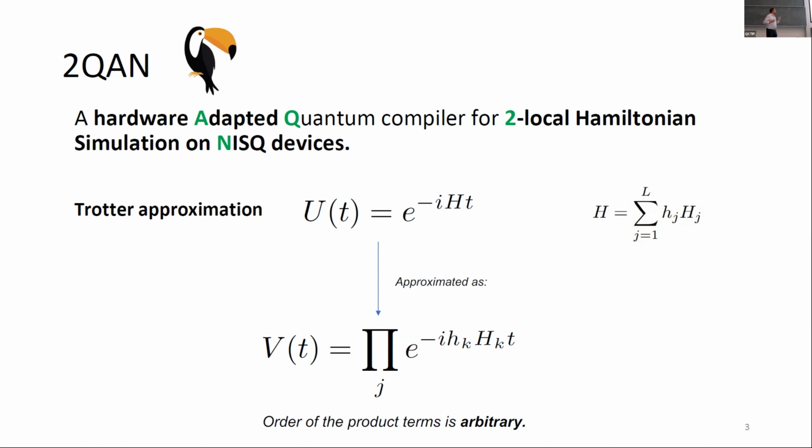And V of t is an approximation of U of t, and in particular, in the limit that the time is made very small, it becomes a good approximation. And the important feature of this is that the order of the terms in this is arbitrary. One is as good as another. Okay? It doesn't make a huge difference on how well we match the exact evolution operator U of t. And that's one of the things which Toucan is going to use in designing circuits to implement these kind of evolutions on a quantum computer.